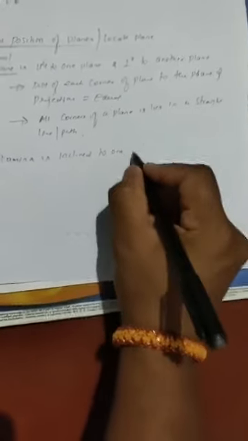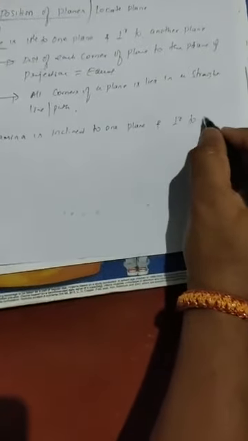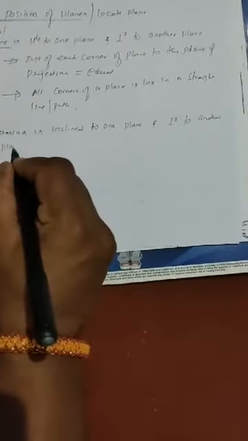Then the second position is, the plane or lamina is inclined to one plane and perpendicular to another plane. The lamina is inclined to one plane and perpendicular to another plane.